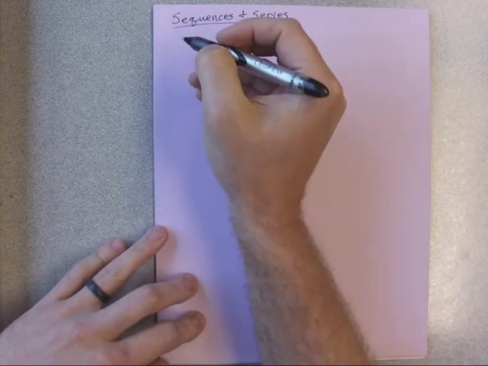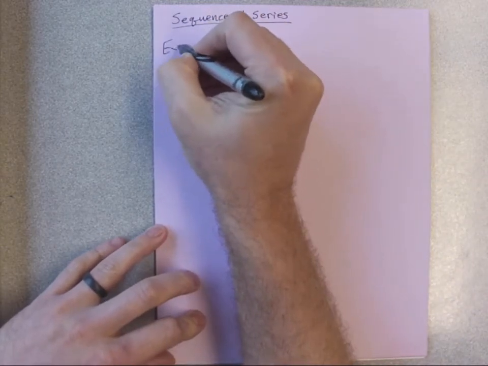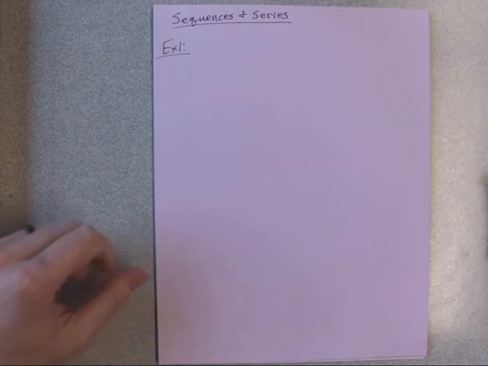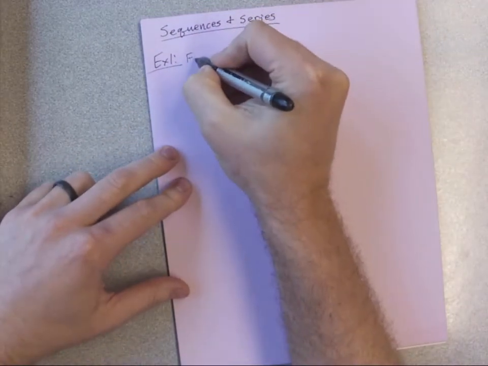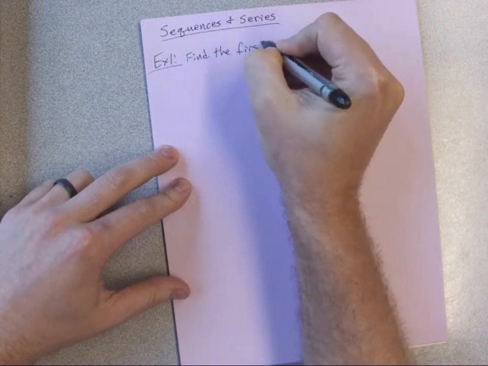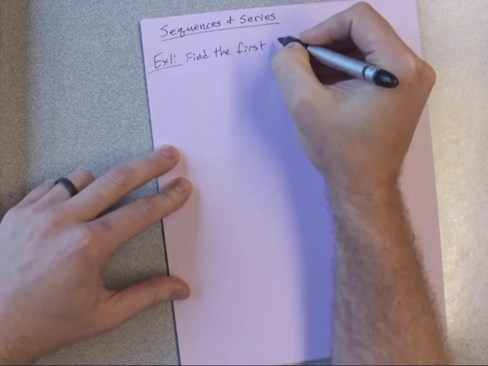So this starts our sequences and series. Let's just jump in and look straight at an example, and this will set the stage for the several videos to come. Example 1. Find the first 4 terms of the sequence.